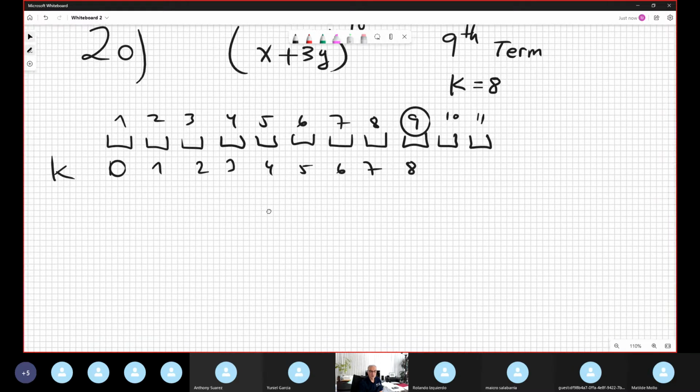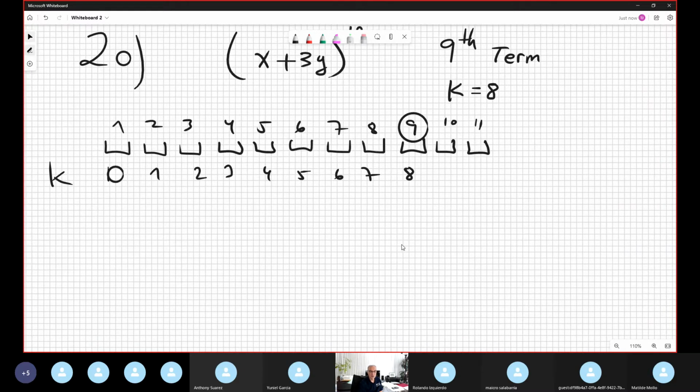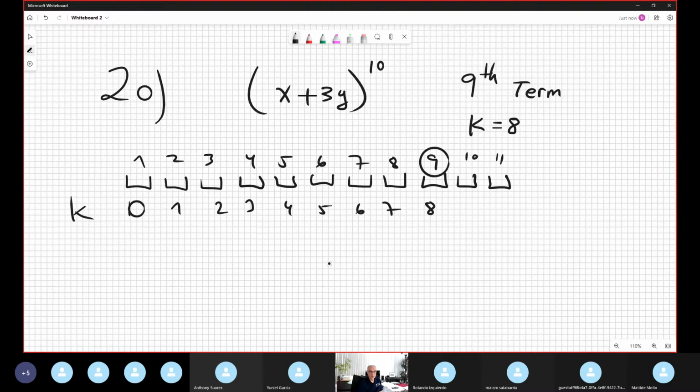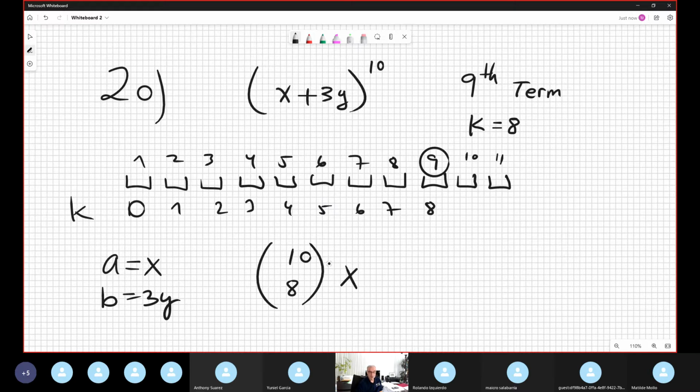That's it. Now I can see in the formula that in the binomial, A is x and B is 3y. So we have the combinatorial number 10 choose 8, because n is 10 and k is 8. We have x raised to n minus k, which is 10 minus 8, which is 2. And B is 3y, raised to the k power, which is 8. Boom.